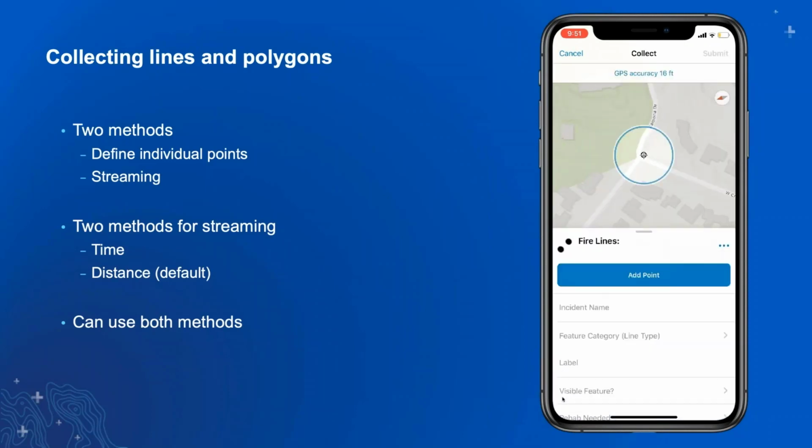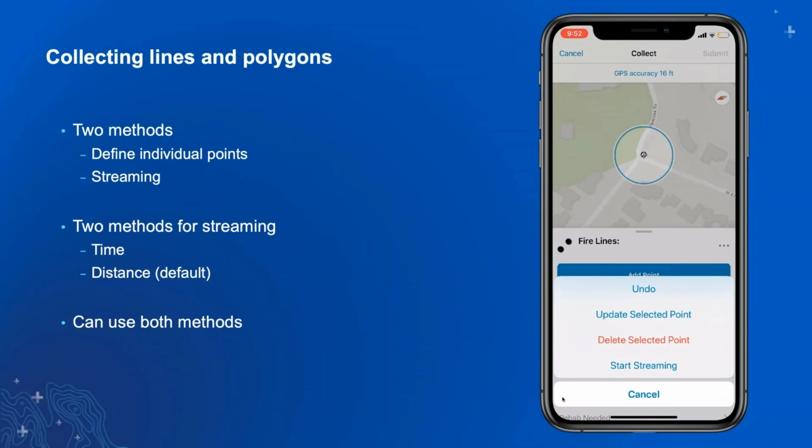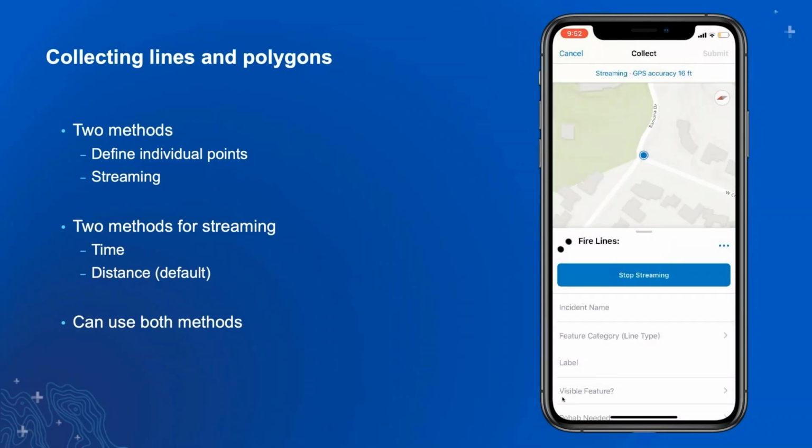And as I walk, I can hit start streaming by tapping on that menu there, and then see my button change to a stop streaming. So now if I start walking, you'll see that those points are starting to get dropped for me automatically. And then when I'm done streaming, I can just hit the stop streaming button to stop that. And then I could always restart or enter my attributes in my form and submit my edit.